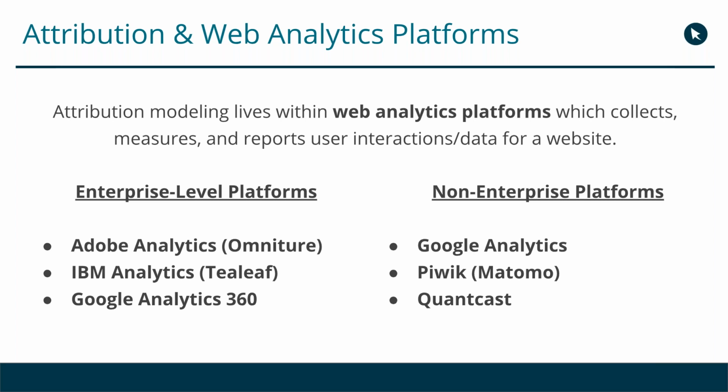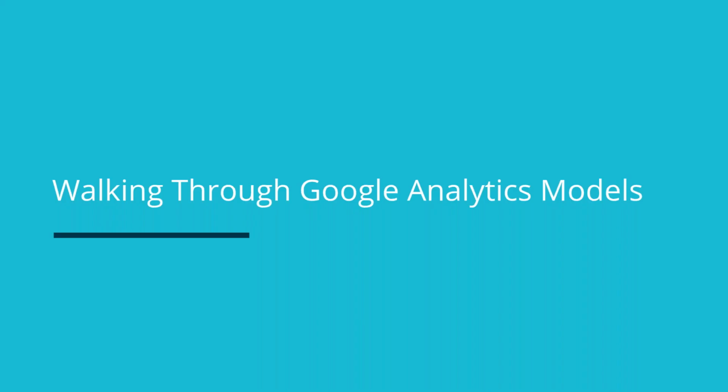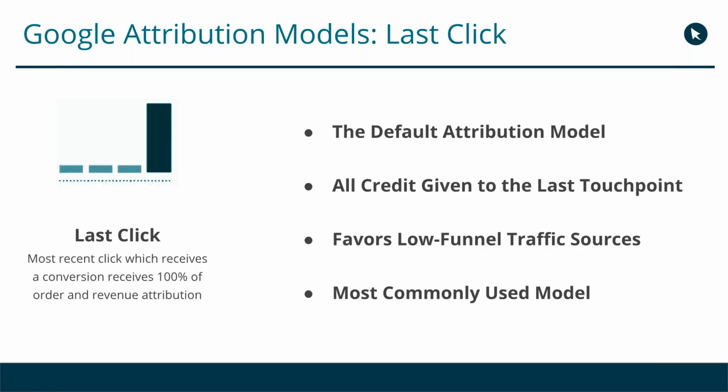But by far, the number one most common and, in our opinion, most effective, easy to set up, easy to get going, easy to analyze is Google Analytics. And most of you already use Google Analytics, so hopefully this is going to be very valuable for you, because that's what we're going to focus on today. So let's walk through the different default, out of the box attribution models that you can look at in Google Analytics.